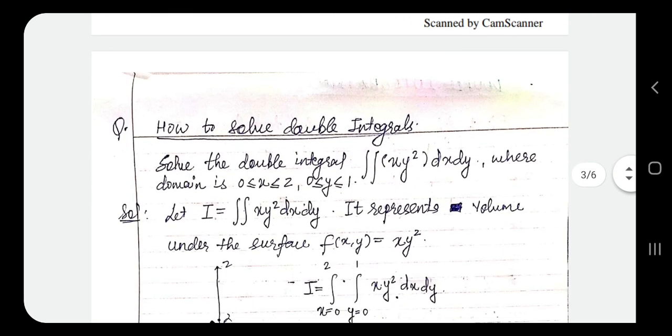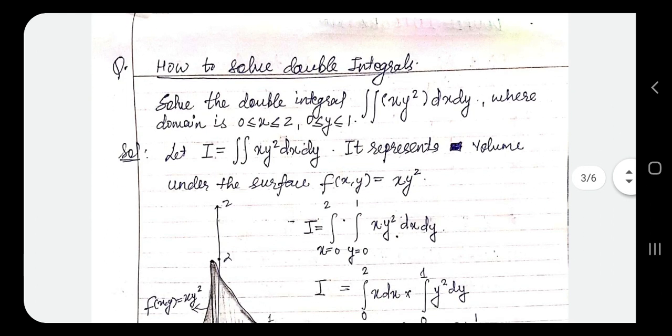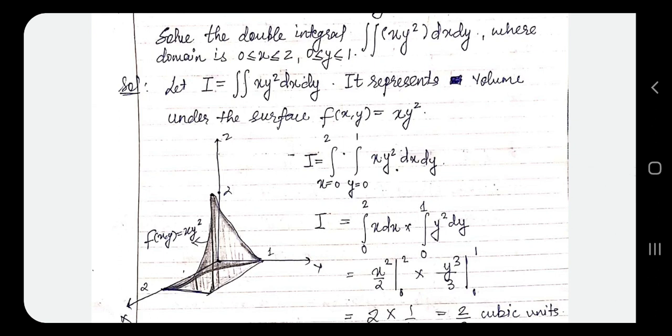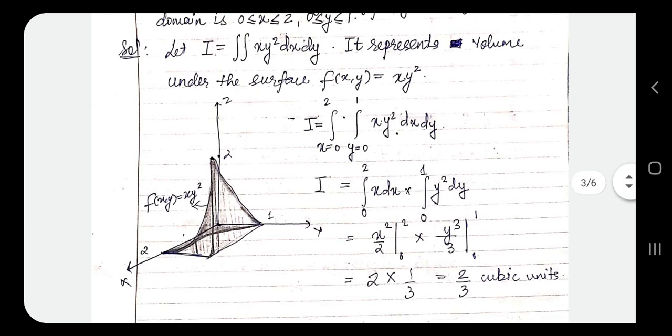Now how to solve a double integration? Here I have a very simple example. Solve the double integration of x into y square dx dy, where the domain is x running between 0 to 2 and y running between 0 to 1. So let I be equal to the double integral of x y square dx dy. It represents some volume under that surface.